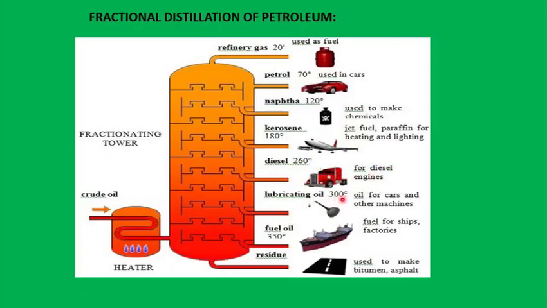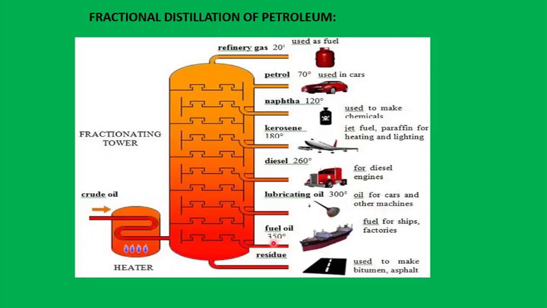Next, at 300 degrees Celsius, the other component of petroleum will be separated. What is that? Lubricating oil. You know, lubricating oil is used in the car, machine parts and all. Oil is used for preventing rusting. Grease and all is there, no? So that is used as lubricating oil.